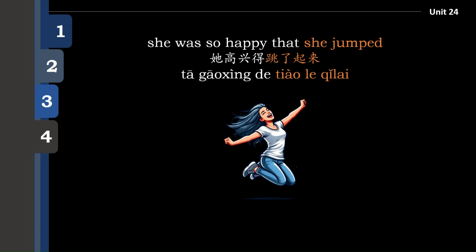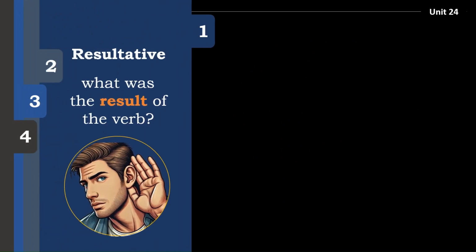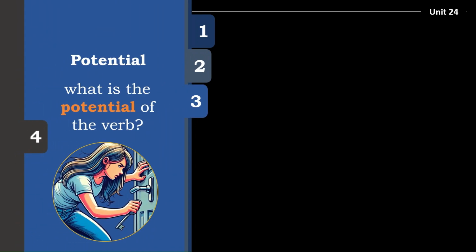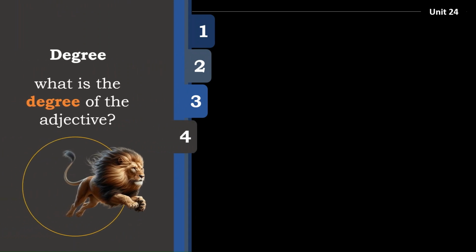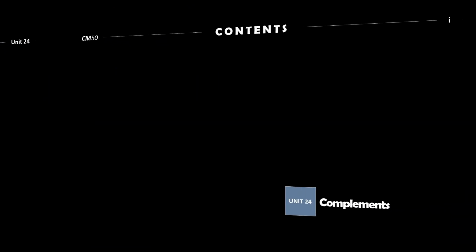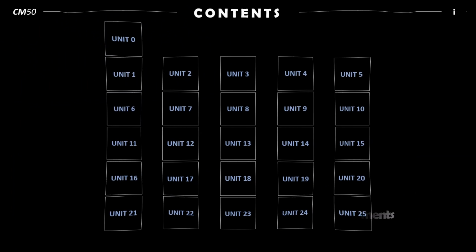Now you might be happy to know that this is the end of the video. So we've looked at 4 types of complements. 1. Resultative. 2. Directional. 3. Potential. And 4. Degree. So we have looked at a great deal of information in this video. So don't forget that you can use the timestamps in the description if you need to review any particular points. So this has been quite an in-depth look into complements, and there's more to come in the very last unit. See you next time.